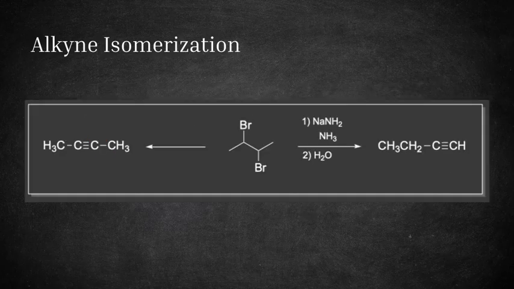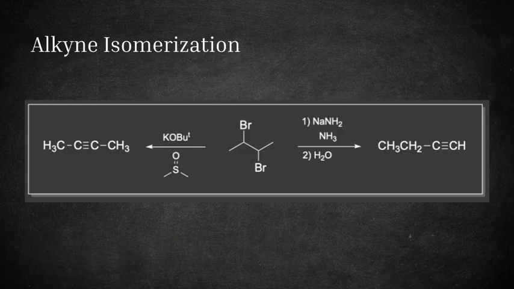So, if treatment of vicinal dihalides with sodium amide in ammonia followed by water always gives the terminal alkyne through isomerization, how would we synthesize 2-butyne from 2,3-dibromobutane? Treating this vicinal dihalide with the comparatively weaker base potassium tert-butoxide in dimethyl sulfoxide, DMSO, typically results in the formation of an internal alkyne.